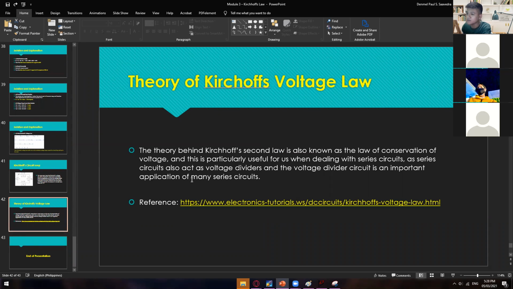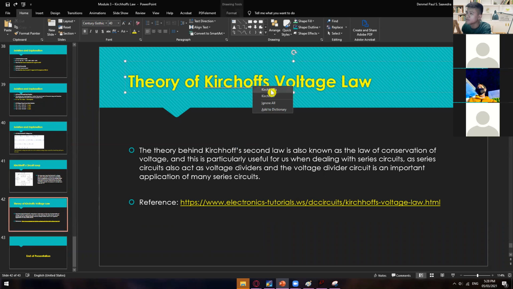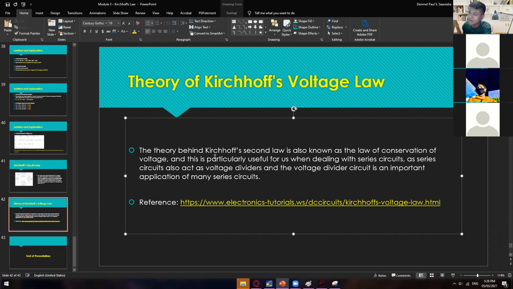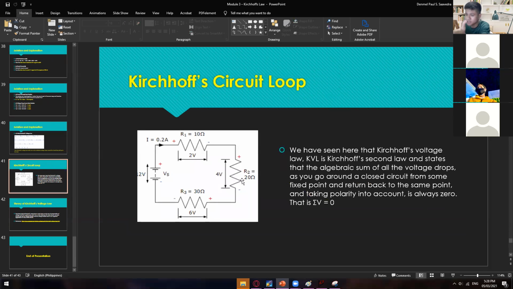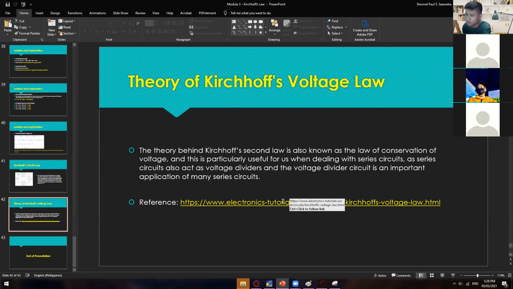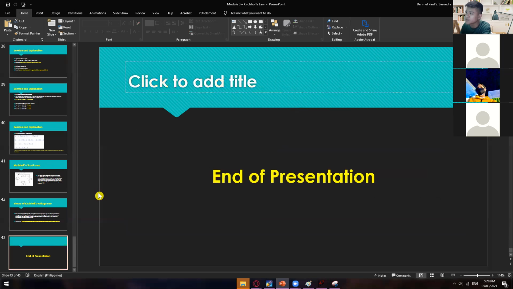All right, so we're done. The theory behind Kirchhoff's second law, also known as the law of conservation of voltage, is particularly useful when dealing with series circuits, as series circuits also act as voltage dividers, and the voltage divider circuit is an important application of many series circuits. Again, this is the reference where most of those examples came from, so please check this one for more information.